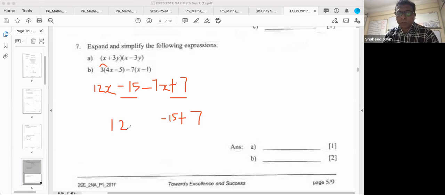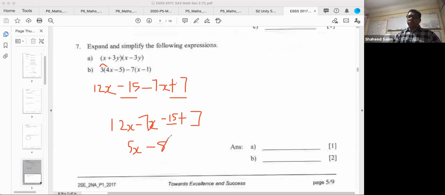So you can write it here, no problem. You want to do straight also can, but I'm writing it down so you can see. I'm moving it about first. Why? Easier for me. 12x minus 7x, 5x. Owe $15. Have $7. You still owe $8. Okay, 5x minus 8. Well done to Inshi and Shafi'i. The cousins.